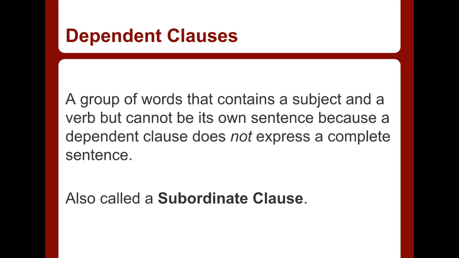Dependent clauses. They're a clause, so they are a group of words that contain a subject and a verb, but dependent clauses cannot be their own sentence, because a dependent clause does not express a complete thought. Also, it is important to know that dependent clauses are also called subordinate clauses. I do not know why we have two words for the exact same thing, but dependent clauses and subordinate clauses are the exact same thing. I sometimes use them interchangeably. I try to use the word dependent clause most often, but if I say subordinate clause, I mean dependent clause, because they're the same thing.